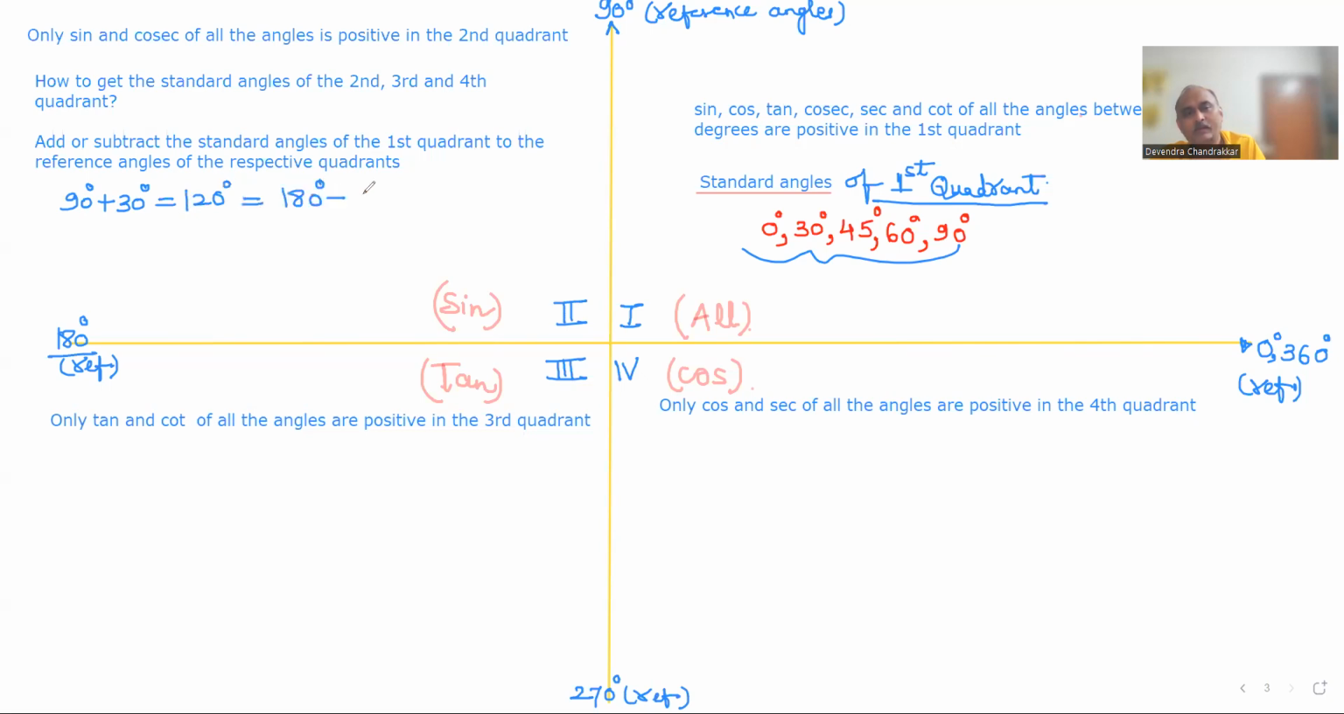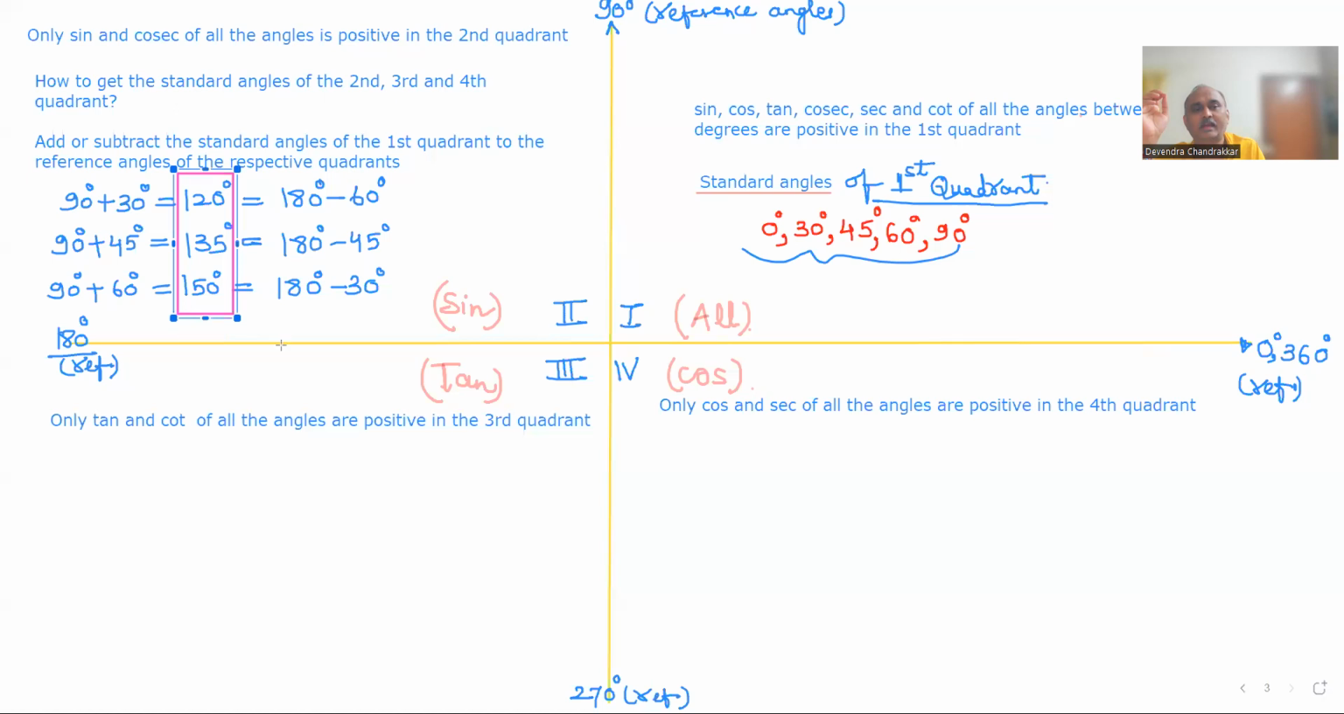Or I subtract 60 degrees from 180 degrees. I get 120 degrees. Similarly, to 90 degrees, I add 45 degrees. I get 135 degrees. This is the second standard angle. Similarly, I subtract 45 from 180. Then I add 60 to 90 degrees, and this is 180 minus 30. Right? That's it. So these three angles are the standard angles of the second quadrant.